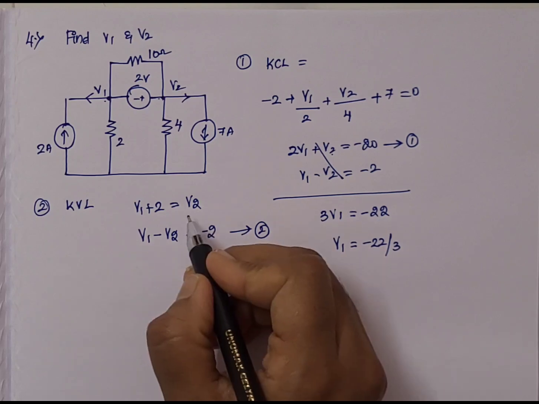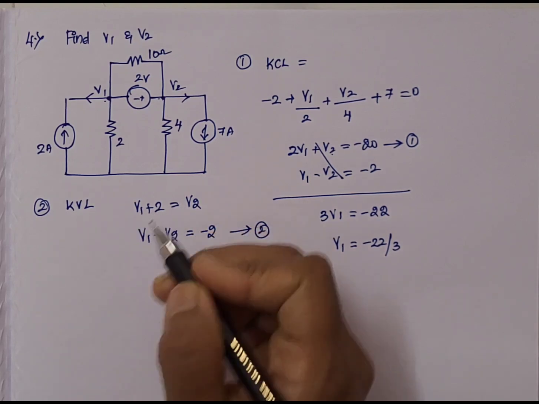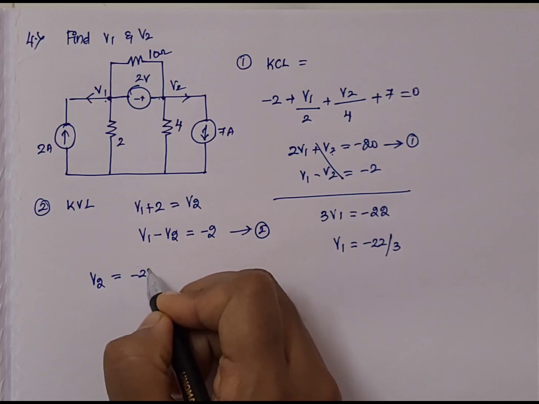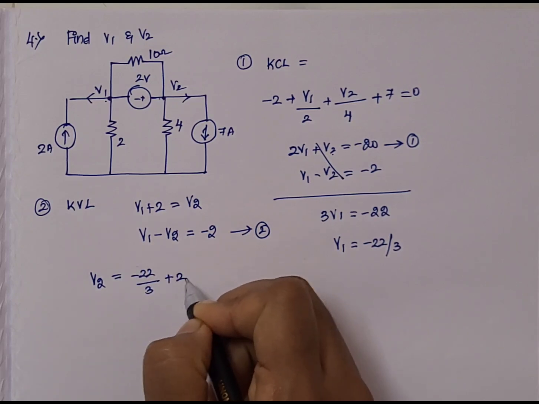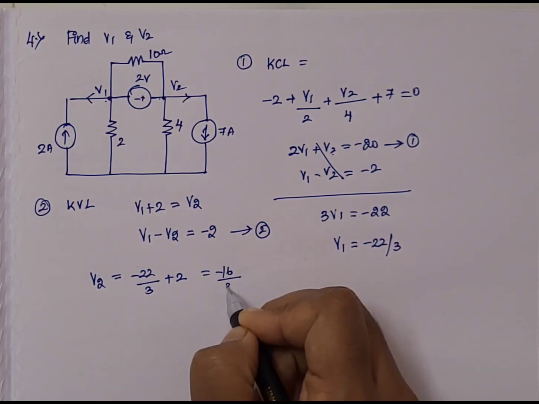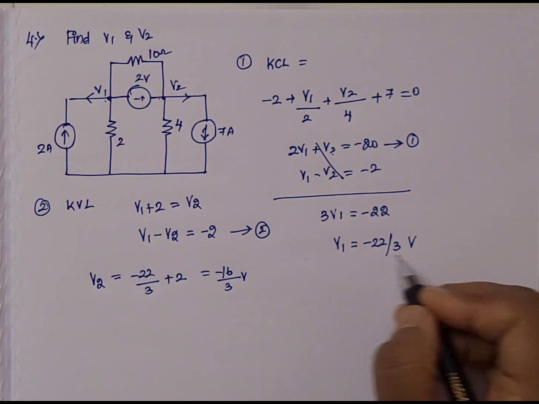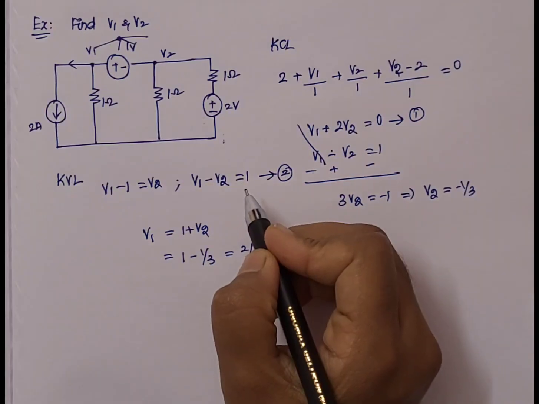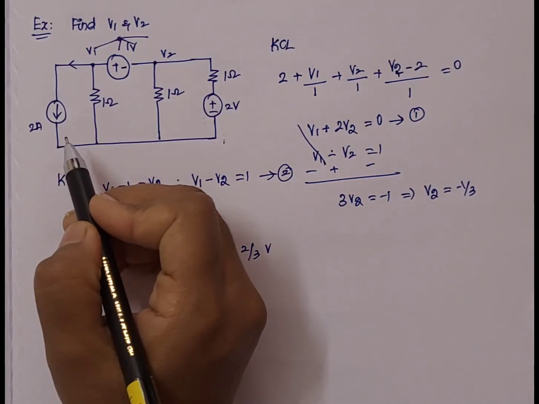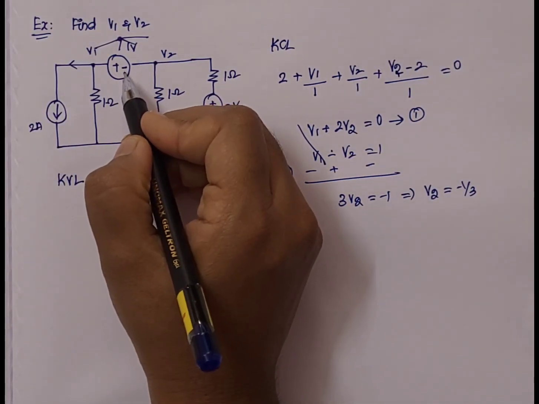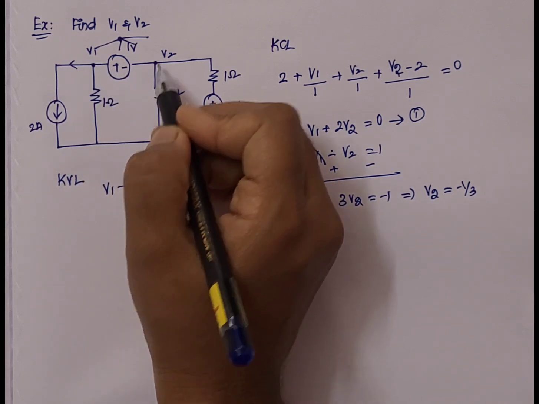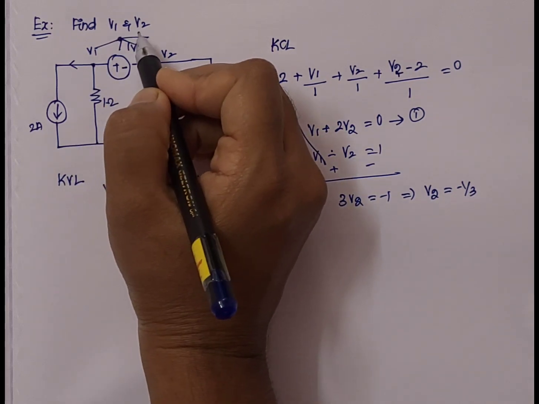To calculate V2, we can simply substitute the value of V1 over here. So V2 is equal to V1 plus 2. V1 is -22 by 3 plus 2, which is equal to -16 by 3 volt. So these are the values of V1 and V2, and this is how we have to solve problems based on supernode analysis. Now let us solve one more example where we have got a voltage source which is connected between the two non-reference nodes V1 and V2, and we are supposed to calculate the value of V1 and V2.